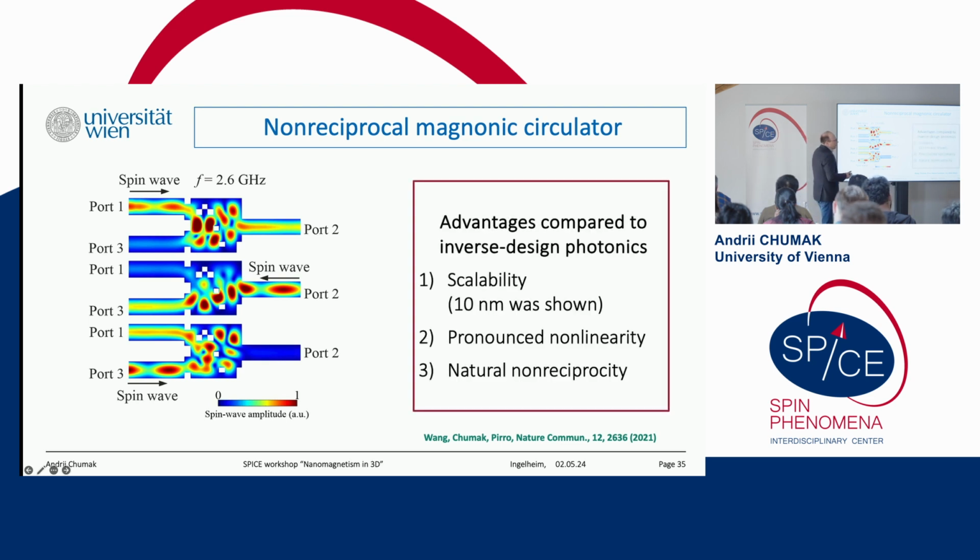Compared to optics, what is good, what is bad? A good principle is scalability. Just to show that we can make everything 10 times smaller, so with 100 by 100 nanometers, everything works, with slightly higher frequency, less simulation time, just better. So for magnonics, the smaller the better. That's a very good thing. Pronounced nonlinearity, you cannot achieve it in optics, and natural non-reciprocity is also not so easy to get in optics.